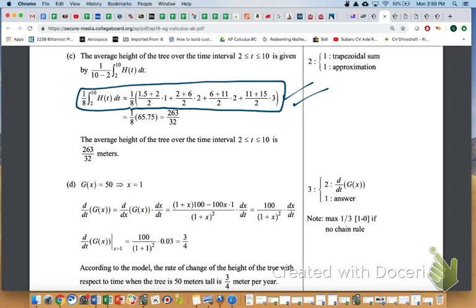D. Who knows that that's 65.75 in their head? So D was related rates. You had to do d/dt of G of x. You got 2 whole points for that. And then you plugged in the appropriate values. I mean, this was a straight up related rates question, essentially. Apparently, it works out to be 3/4 meters per year when the tree is 50 meters tall.